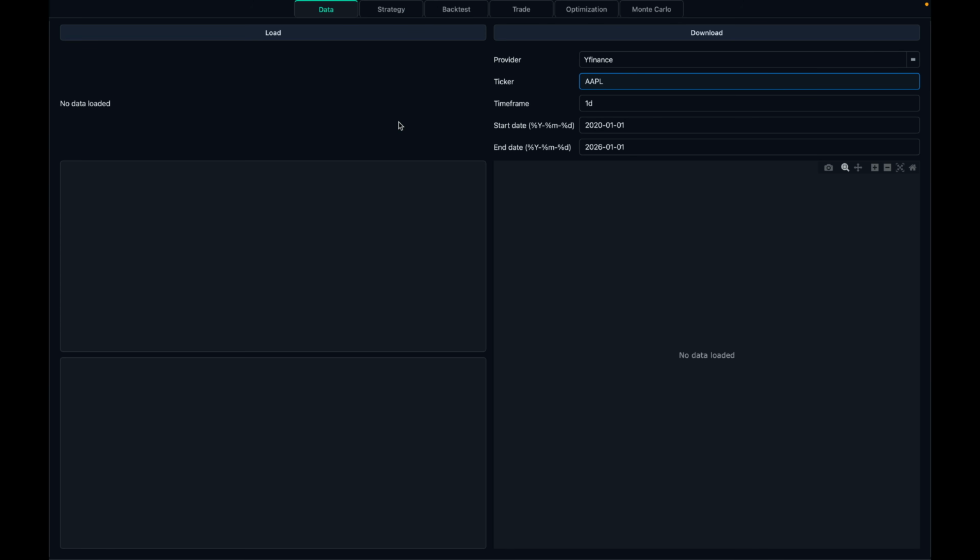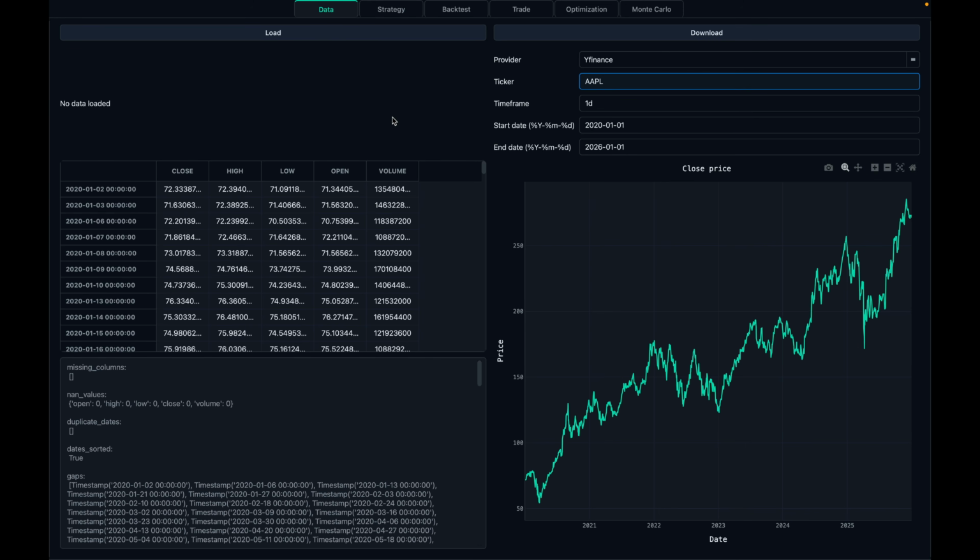So this is the software I use for backtesting strategies. I built it myself using Python and the PySide 6 library. So I'm gonna download the data for Apple between 2020 and 2026. Here I can see the close price. Here I can see the preview of the data frame, and here I have some data quality reports.